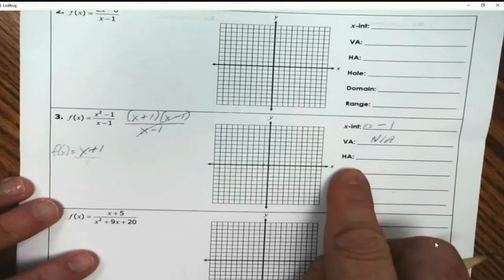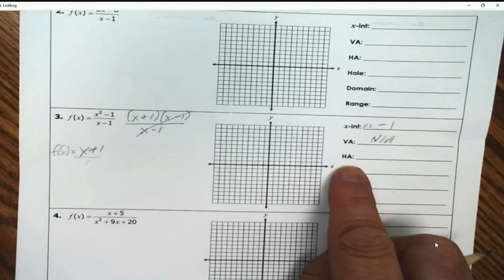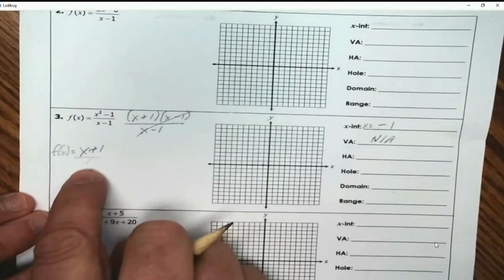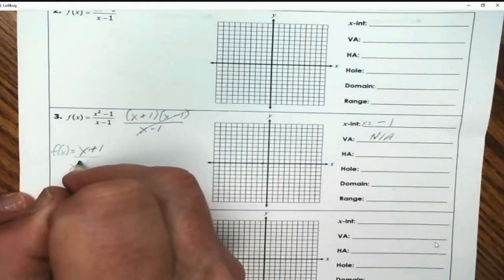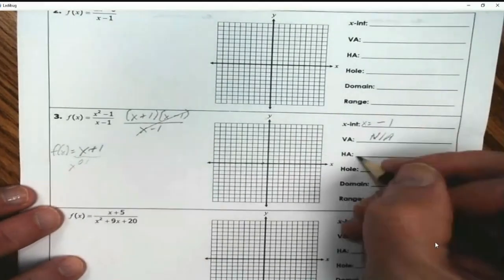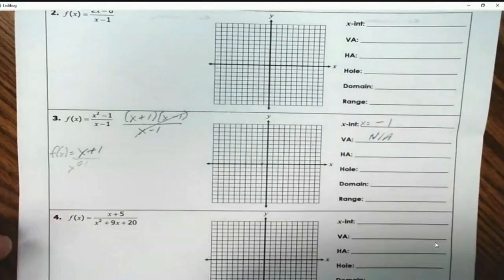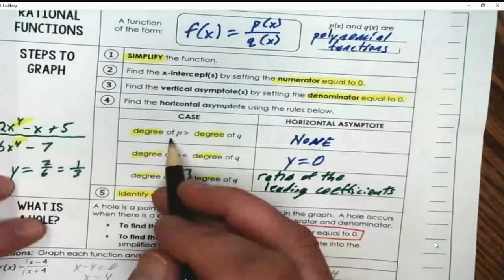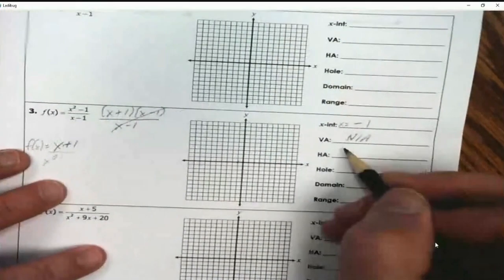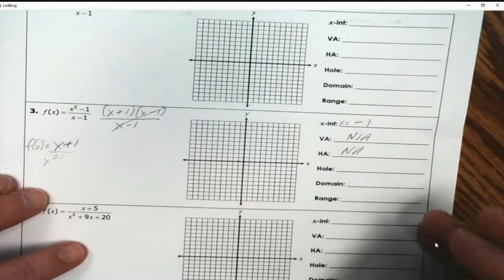Horizontal asymptote: the degree of the top one is 1. The degree of the bottom one is x to the 0 power, because there's not an x down there. So that means there is no horizontal asymptote, because if we look at our notes, if the degree of the top is higher than the degree of the bottom, none. So that doesn't apply either. Not applicable.